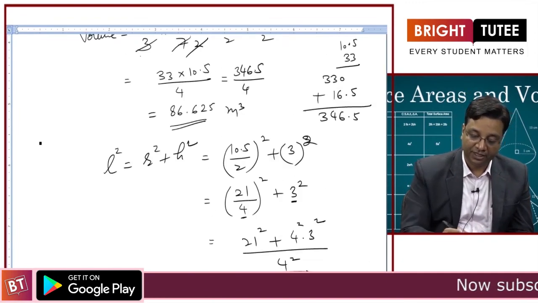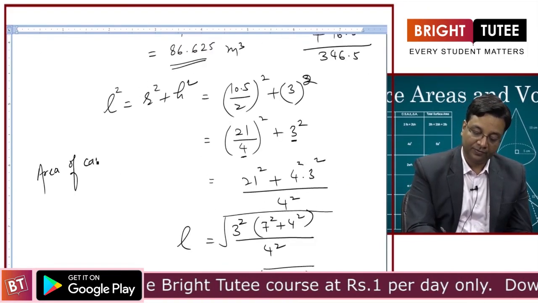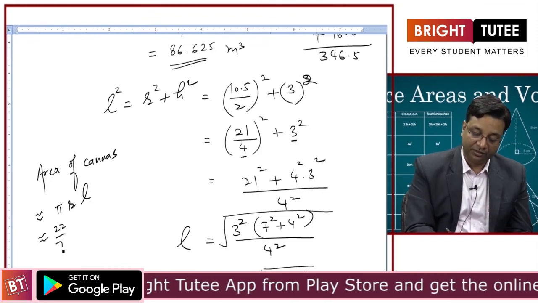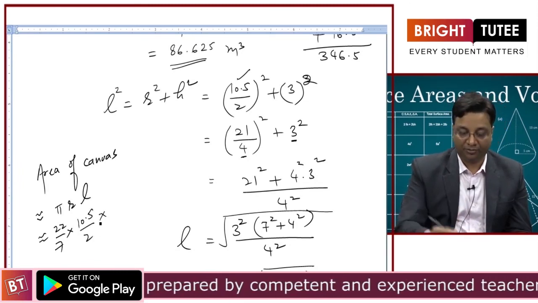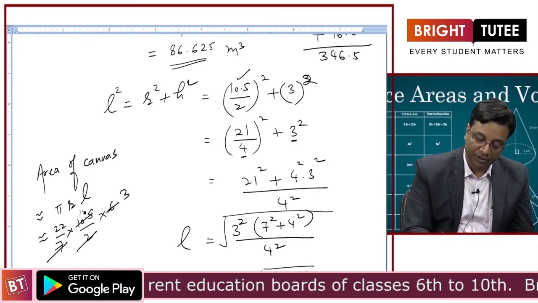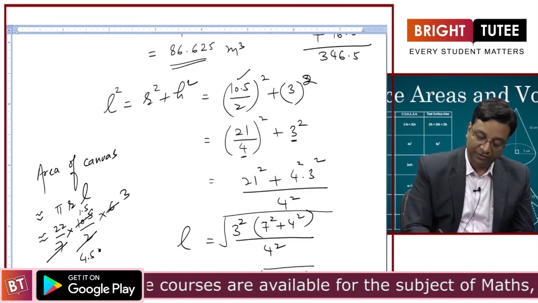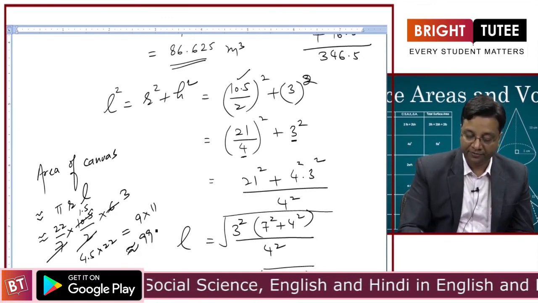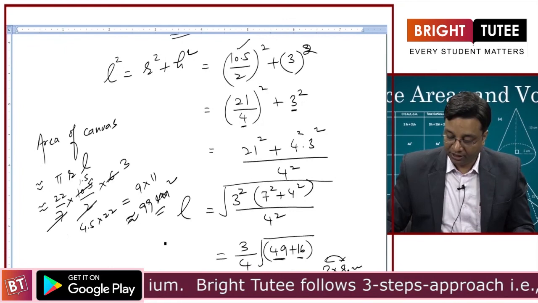Hence, now I need to find the area of canvas required. So area of canvas will approximately be equal to pi radius into slant height. What is pi? Pi is 22 by 7. Radius is 10.5 by 2 and l we have calculated approximately equal to 6. Okay. So this will be 3. This will give you 1.5. 3 into 1.5 is 4.5, 4.5 into 22, or we can write 9 into 11. So it will be approximately equal to 99 meter square. Okay. So this was about this exercise.